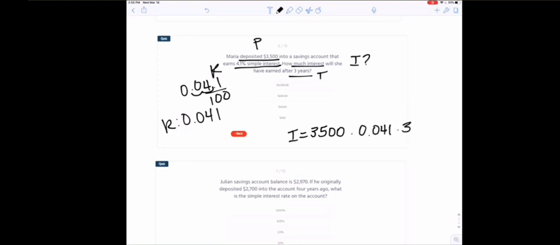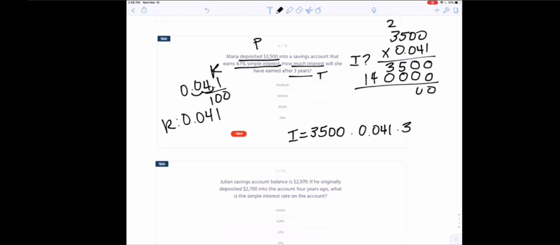So first things first, we have to multiply 3,500 times 0.041. So 3,500 times 0.041. 1 times 0, 0. 1 times 0, 0. 1 times 5, 5. 1 times 3, 3. 4 times 0, 0. 4 times 0, 0. 4 times 5 is 20, carry the 2. 4 times 3 is 12, plus 2 is 14. So 0, 0, 5, 3, 4, 1.